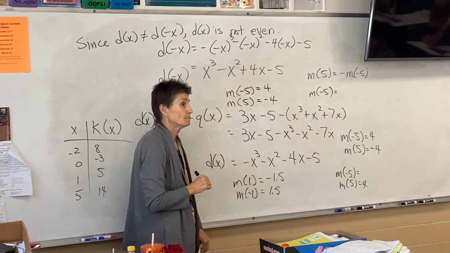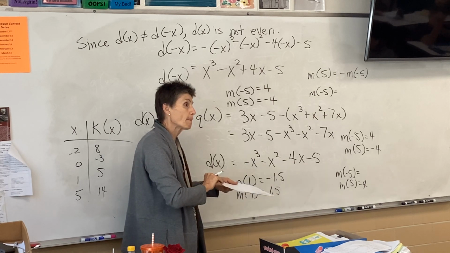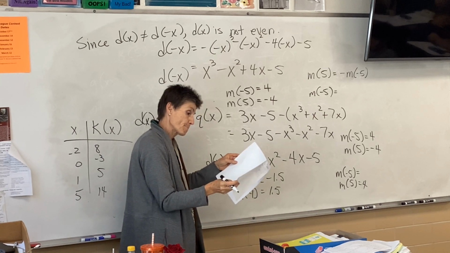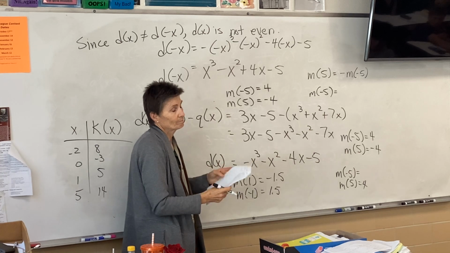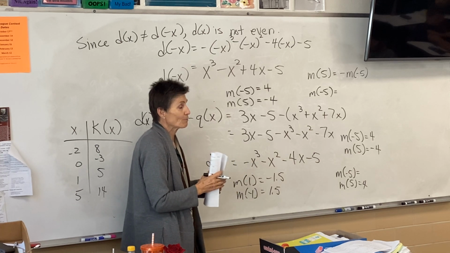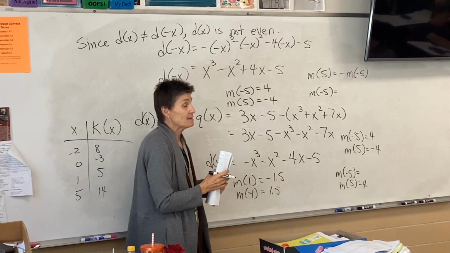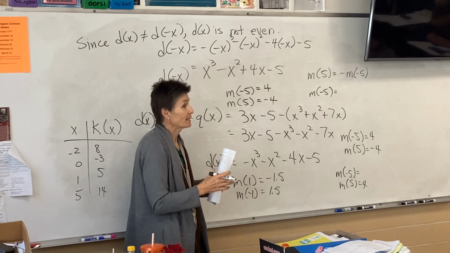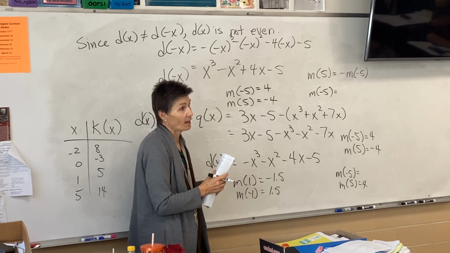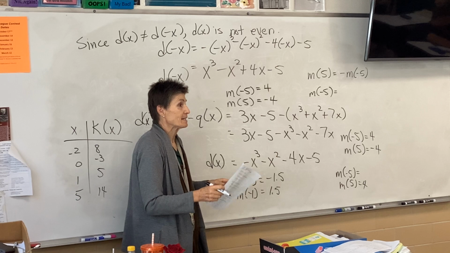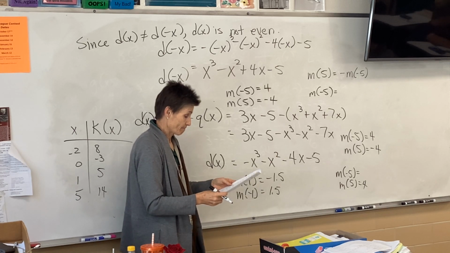For number 18, are we not allowed to prove it from like the degree? No. Okay. No. Because not everything with an even degree is going to be even, and not everything with an odd degree is going to be odd. Okay. Because there's other things that can be thrown in there.